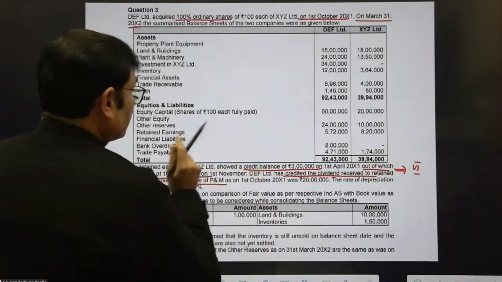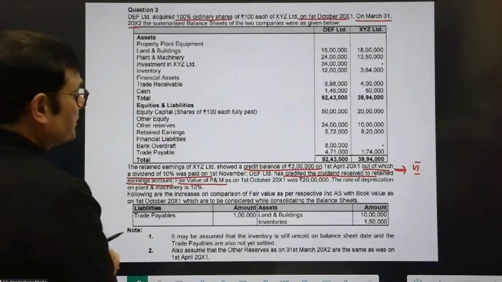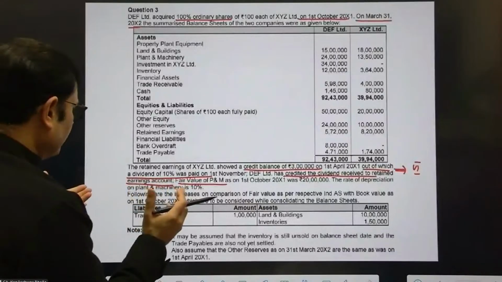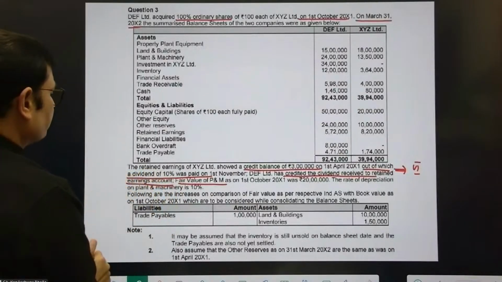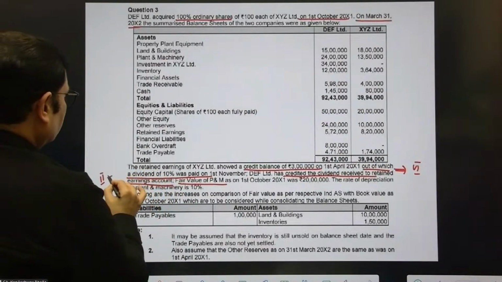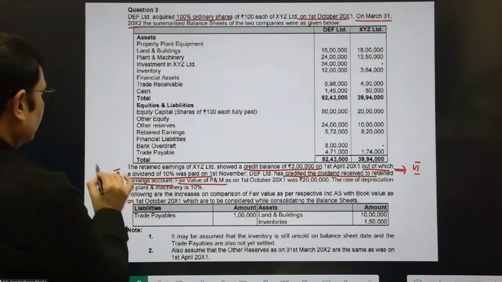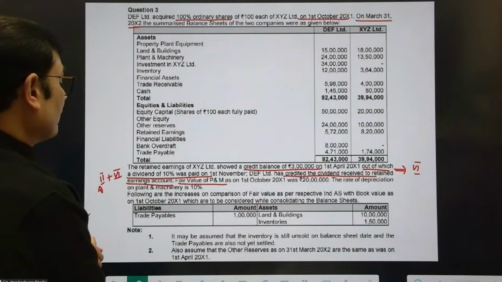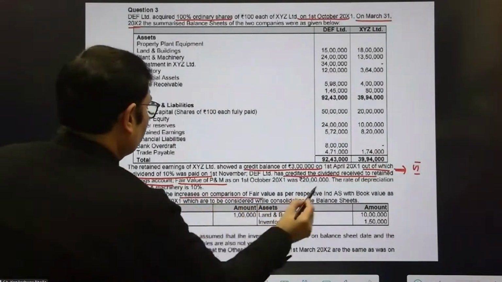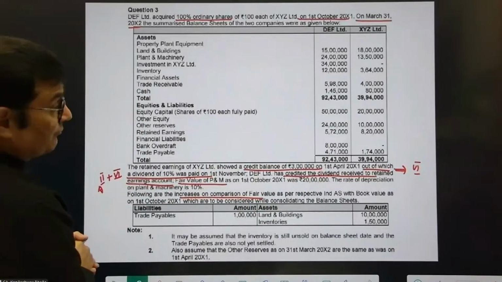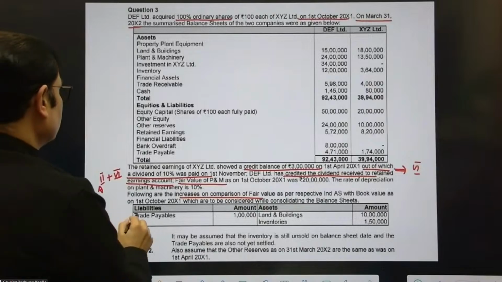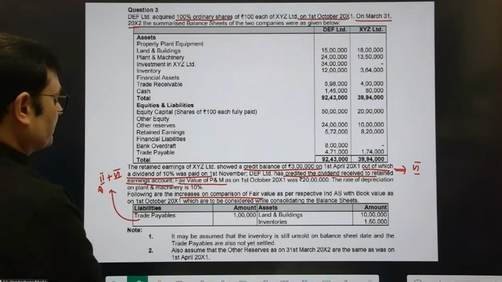Fair value of plant and machinery is given and the depreciation rates are given, so step number 2A and step number 6. So we note down that this is step number 2A and step number 6. Then he says the following are the increases on comparison of the fair value with the book value on 1st October. So these are also all fair value adjustments.